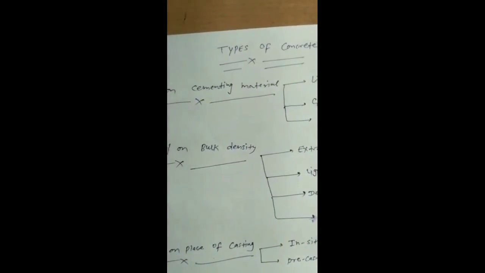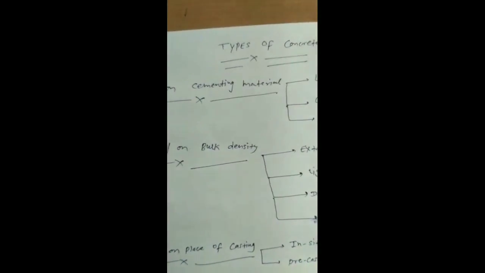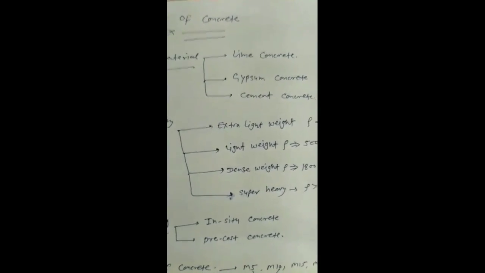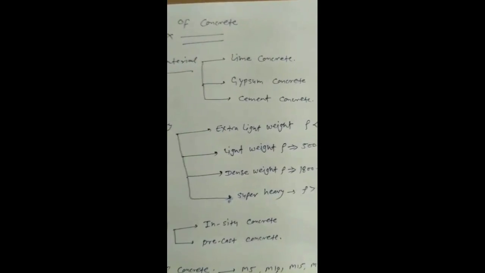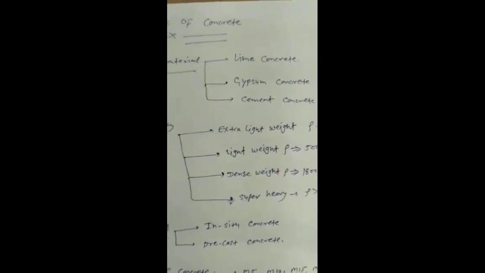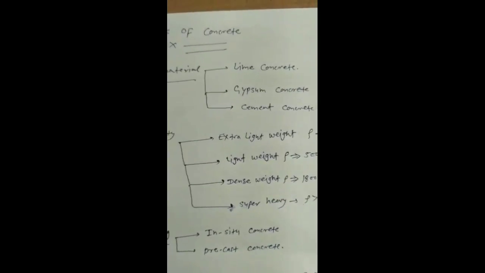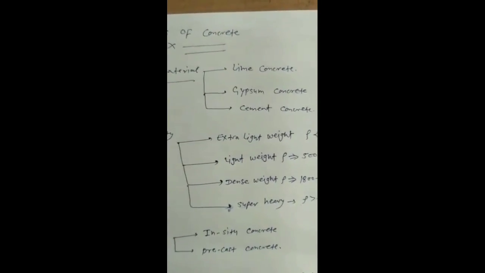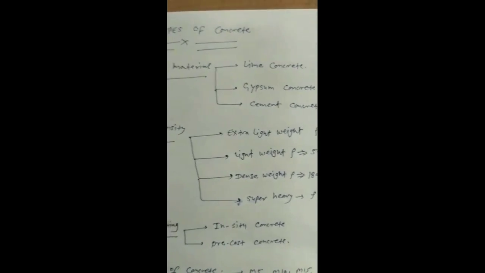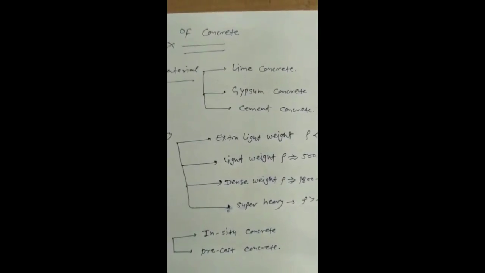Now the third one is based on place of casting. It is based on the place at which we are casting the concrete. There are two types. First is in situ concrete. In situ concrete means we are preparing the concrete at the site itself. We are mixing the ingredients, preparing the concrete mix, and making the structure readily at the site itself.